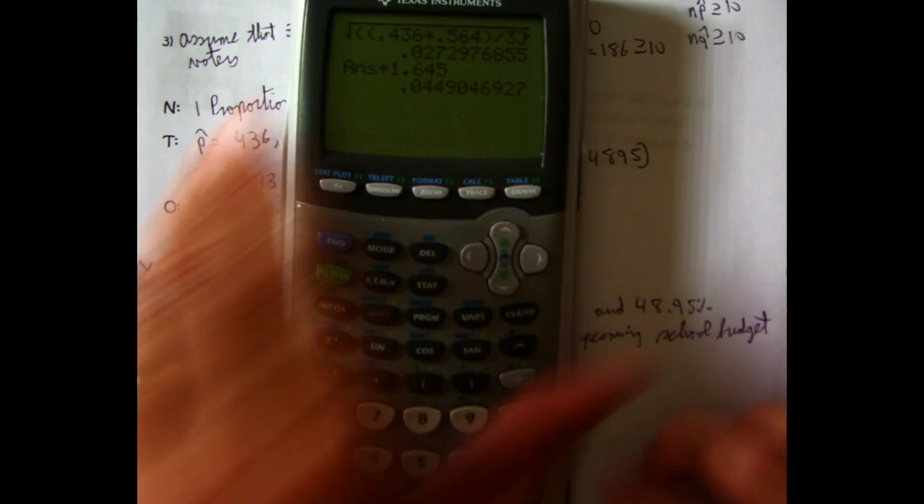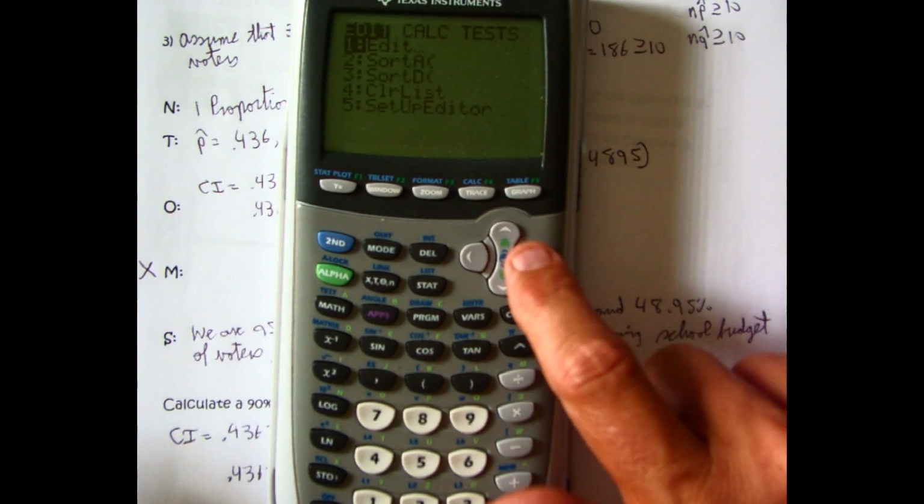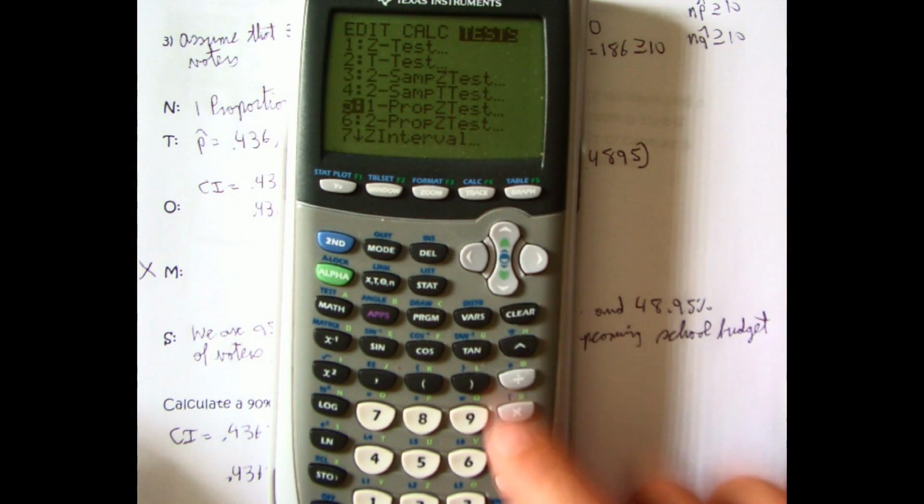So again, I'm going to go into my calculator now, and I'm just going to go to stat tests, and I'm going to go down to 1-PropZInt.